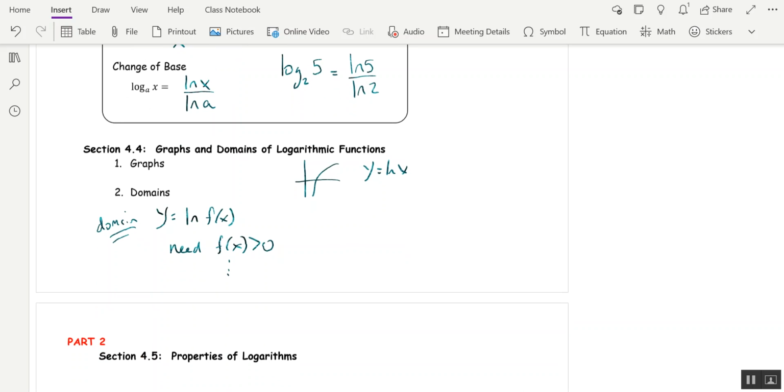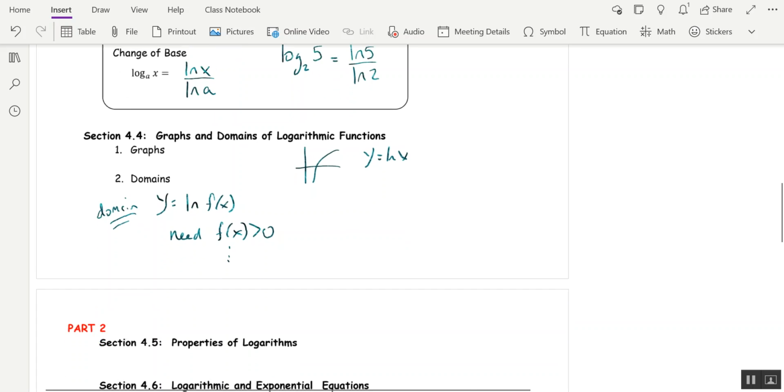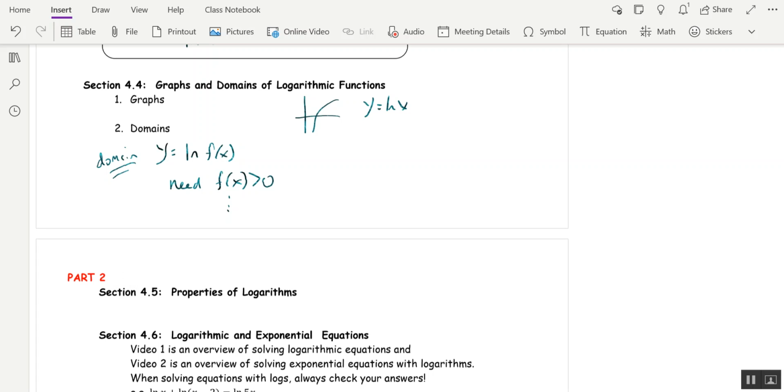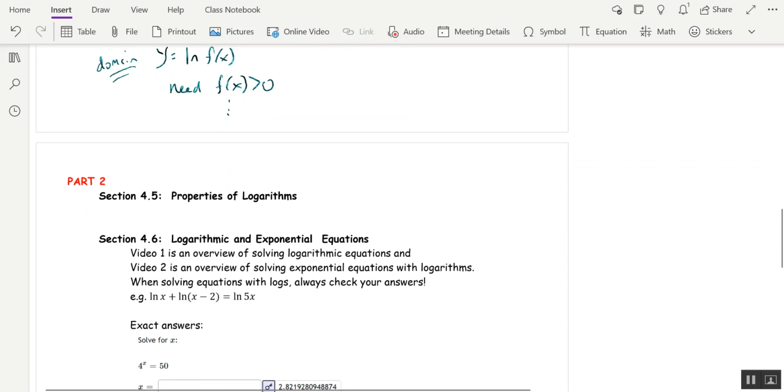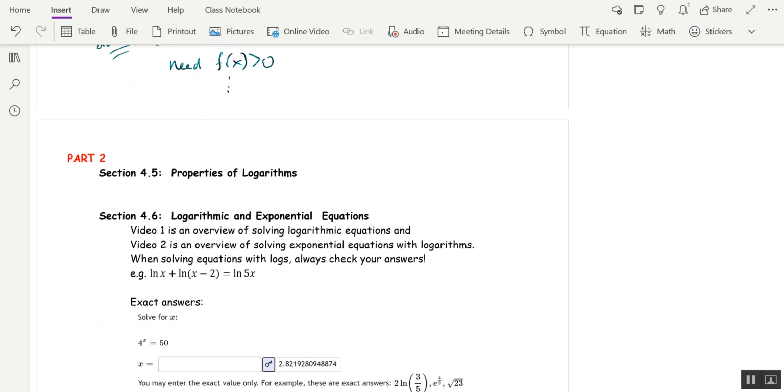Okay, section 4.5, that's properties of logarithms. We just talked about those. 4.6, exponential and logarithmic equations. So video 1 is an overview of solving logarithmic equations, and then video 2 is an overview of solving exponential equations using logarithms. And so I just want to point out two things about this section.